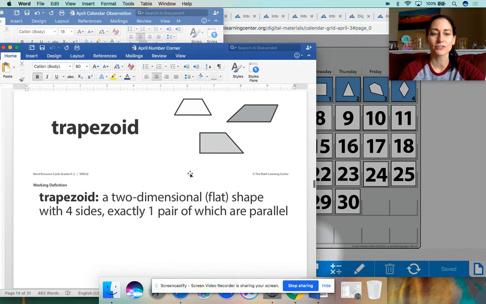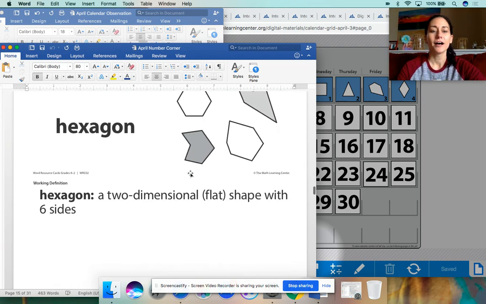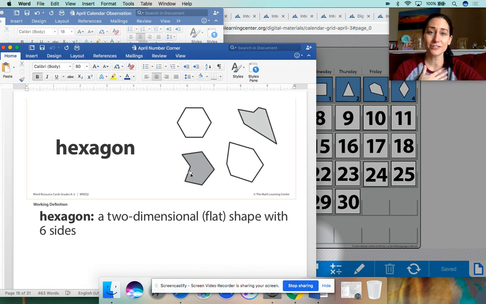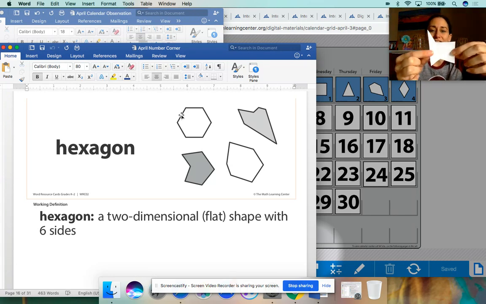Oh, it's on the wrong screen. Here we go. All right, now the hexagon that my students are probably used to looks like this shape right here. That was actually one of our math stations, when we were having our centers in class. But a hexagon is a two-dimensional flat shape with six sides. So I know you're used to seeing this shape in the classroom when we can count the sides. 1, 2, 3, 4, 5, 6. Well, now let's count the sides on my shape here.